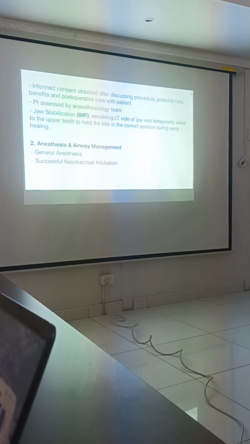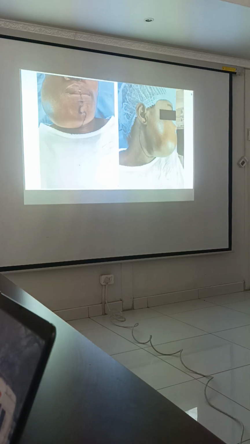And lastly, we did stabilization of the jaw by attaching the lower part of the jaw to the upper chest so the mouth is locked, so that after surgery, there's no deviation of the midline. So in theater, a hemimandibulectomy and supraclavicular flap reconstruction was done, along with removal of the tumor. It was done under general anesthesia, and nasotracheal intubation was performed.